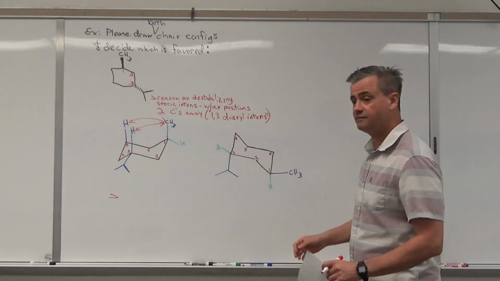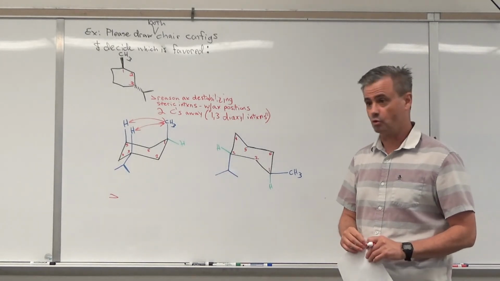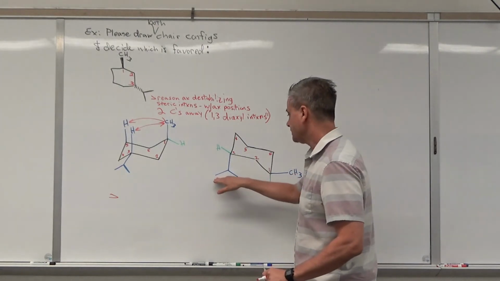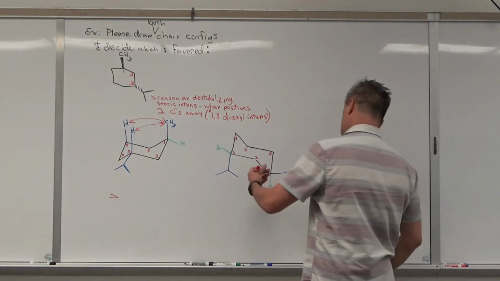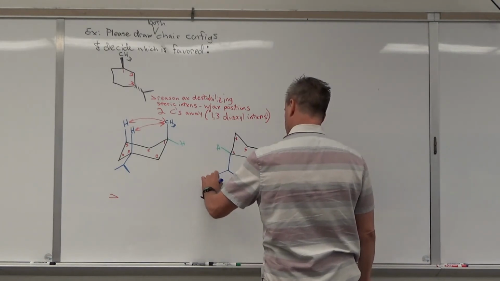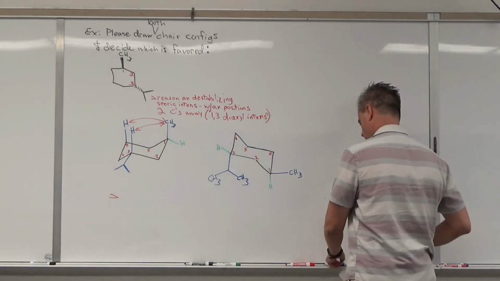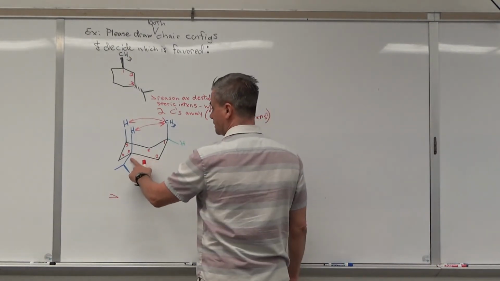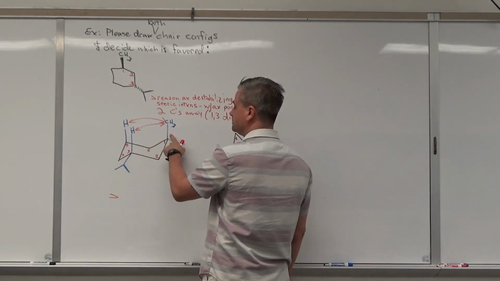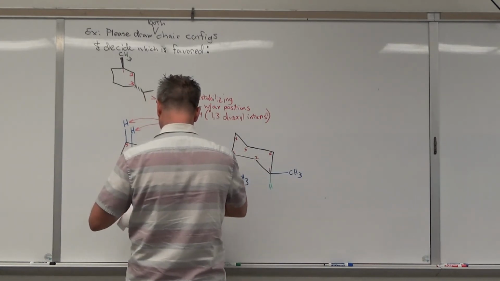So what's the deciding factor? You remember you want the big things in the equatorial position. So you need to decide what's bigger, CH3 or an isopropyl. We draw it in this nice compact shorthand, but don't forget, isopropyls are gigantic compared to a methyl. So putting the isopropyl in the equatorial position is going to be more important, and sacrifice and put the methyl in the axial.